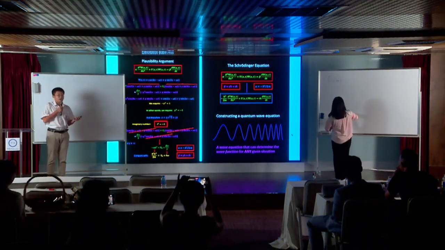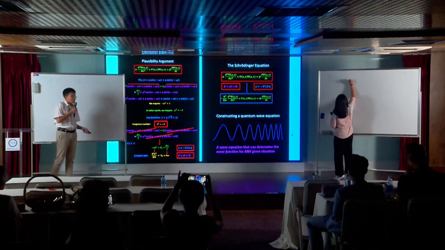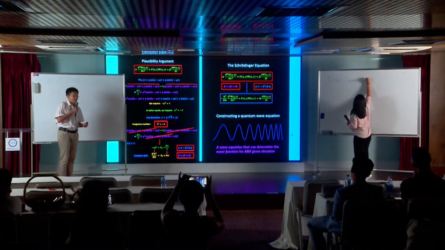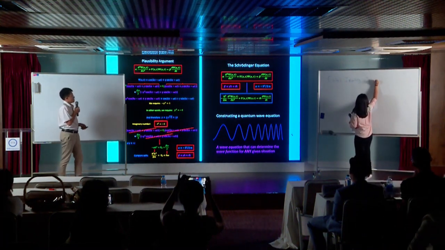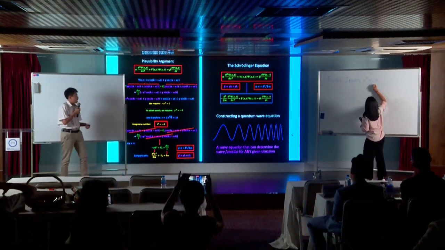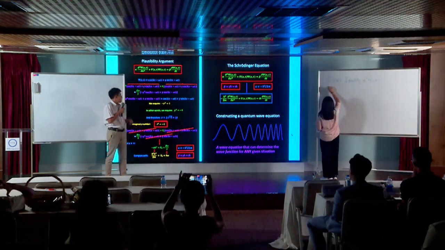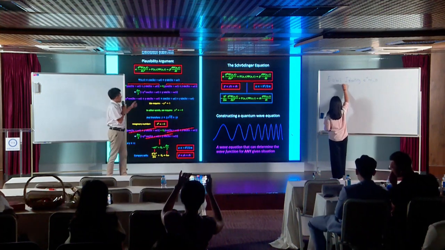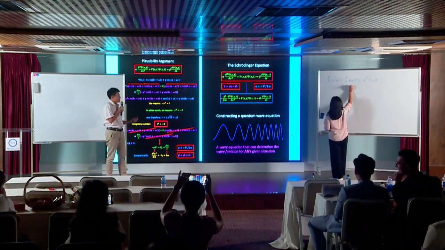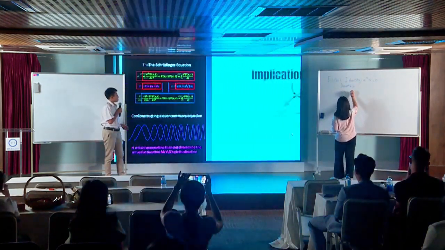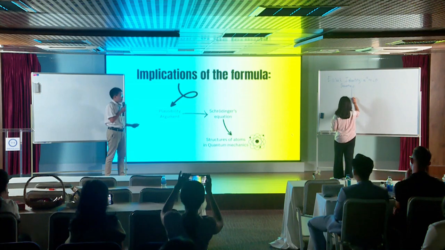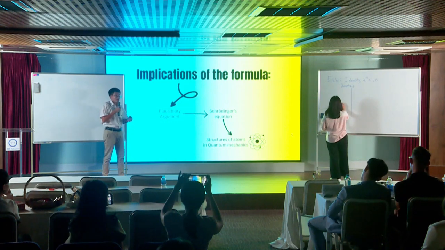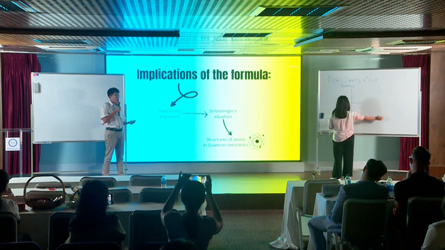Before we go on to explain Euler's identity, we would like to talk about the applications of this identity in real life. Here I have Schrodinger's equation, which constructs a quantum wave equation that can determine the wave function for any given situation. It is constructed by combining cosine, the imaginary number i, and sine, which is Euler's formula. The real-life applications of this formula are in electrical engineering, signal processing, and also quantum mechanics.